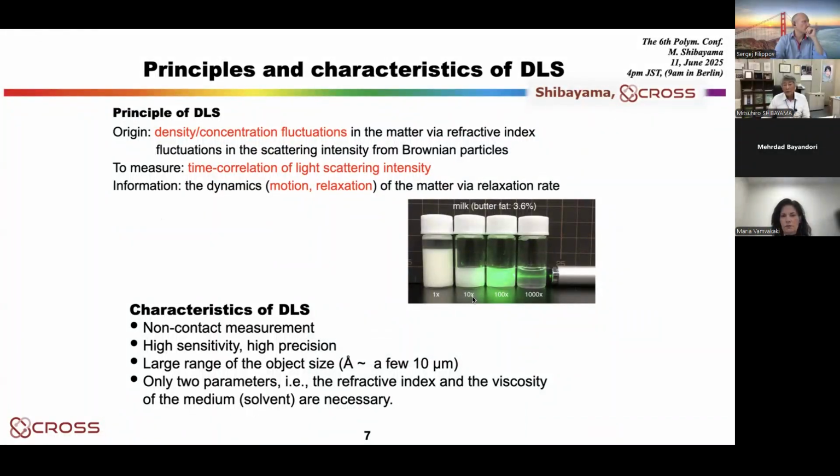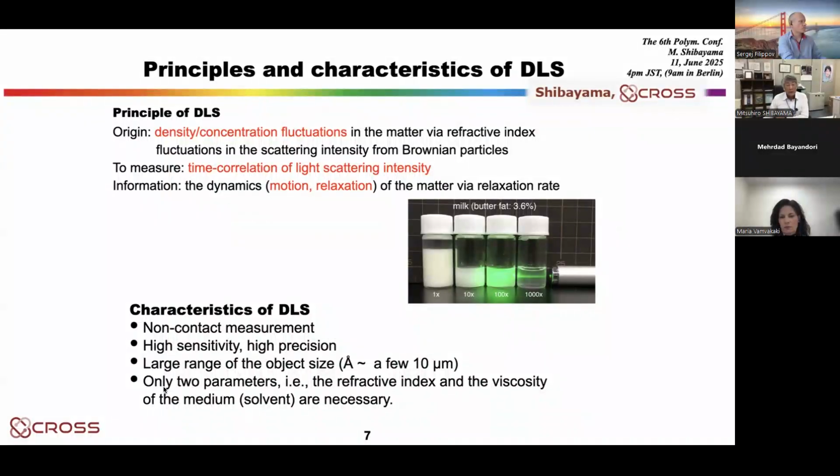So by dilution 10 times, 100 times, and 1,000 times, now we can see the trace of the laser beam, and from which we can get some information about the dynamics. So this is dynamic light scattering. The characteristics of dynamic light scattering are non-contact measurement, high sensitivity, high precision, and a large range of object size, such as from angstrom order to a few tens of micrometers order.